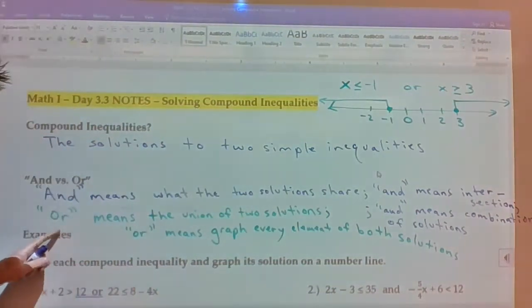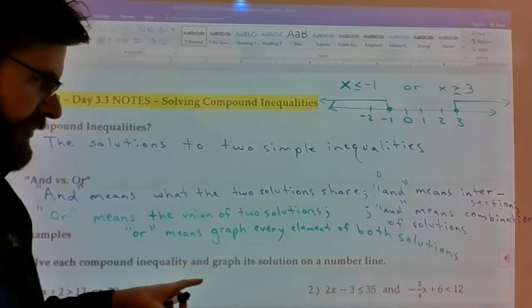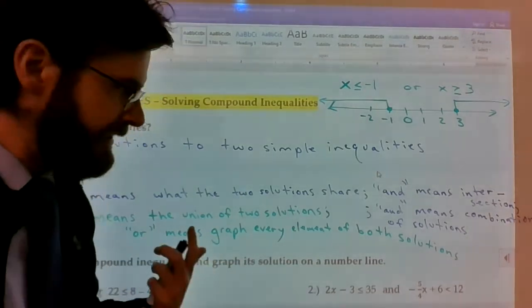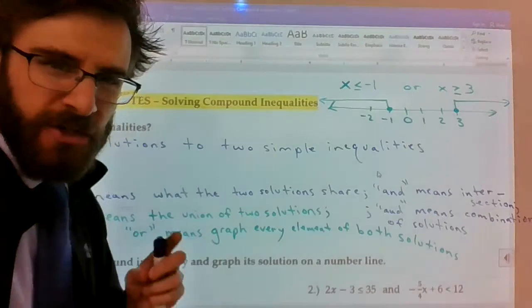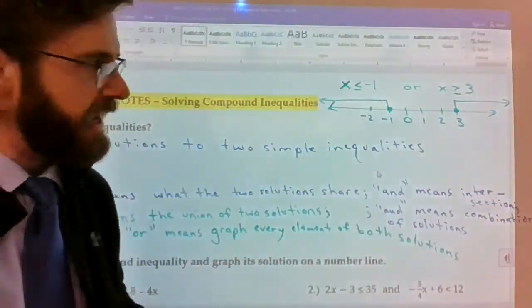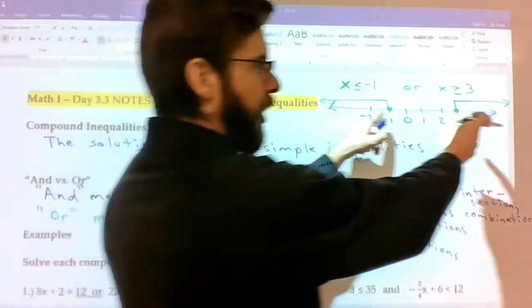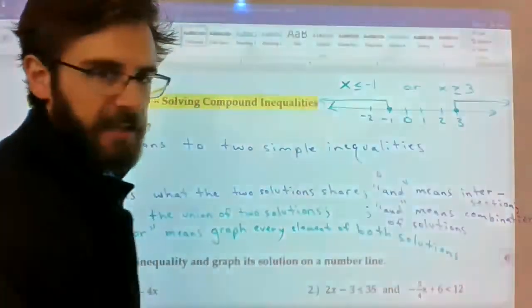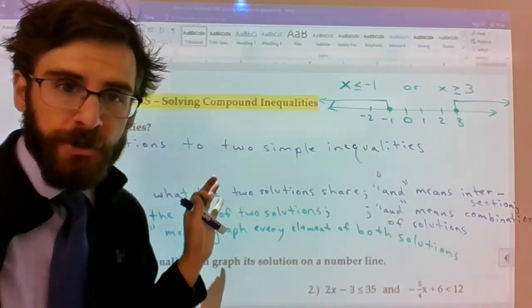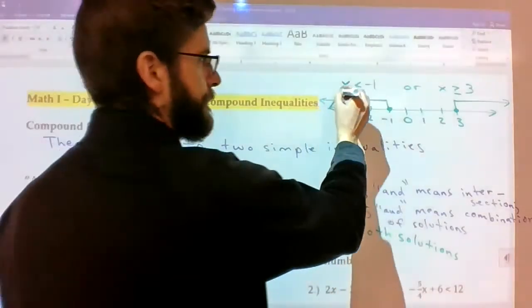Now, when you see OR over here, it means the union of the two solutions, which means graph every single element of both solutions. So you're not going to graph everything in between. You're going to say, all of these represent elements from the solution, all of these represent elements of the solution. So what you do is you just leave it as is, and that represents your final graph.